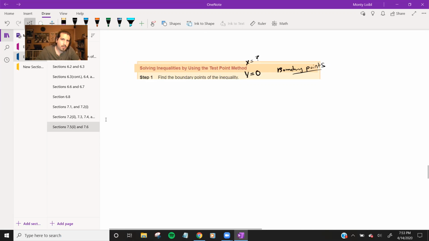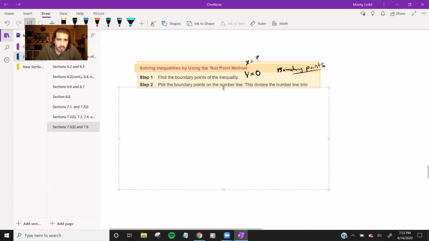So we just talked about graphing one, but here we're solving these inequalities not by graphing, but by looking at points. This is called the test point method. So when it's saying boundary points, that means we want to set it equal to 0 and see what values make it equal to 0. So that is what the boundary point is talking about.